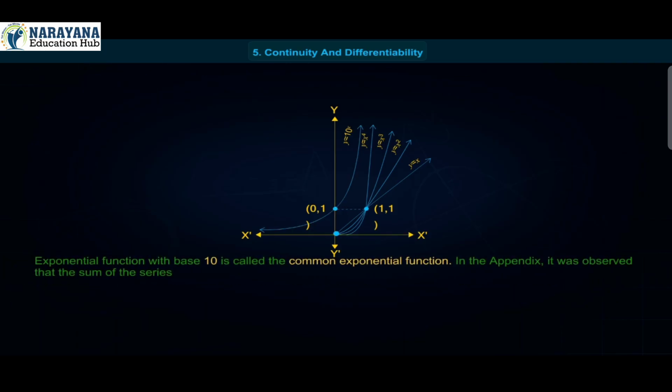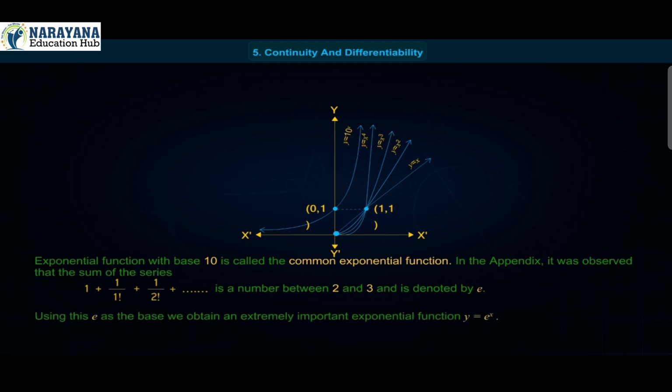The exponential function with base 10 is called the common exponential function. In the appendix, it was observed that the sum of the series 1 plus 1 upon 1 factorial plus 1 upon 2 factorial and so on is a number between 2 and 3 and is denoted by e. Using this e as the base, we obtain an extremely important exponential function y equals e raised to x. This is called the natural exponential function.